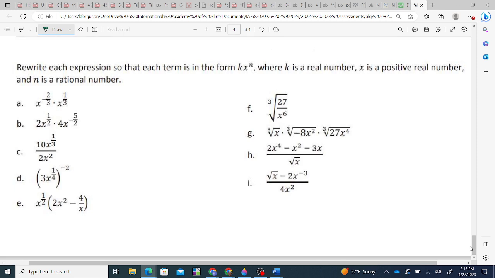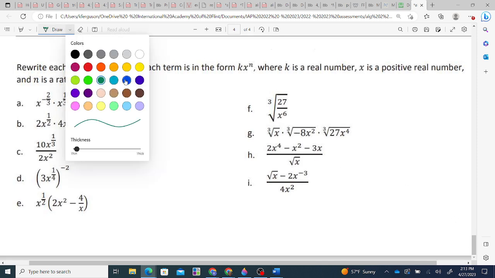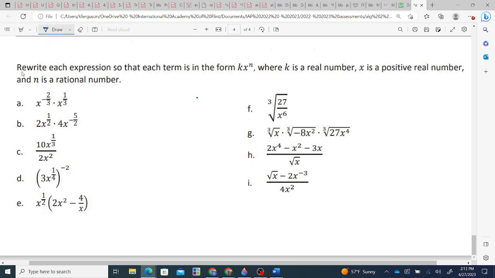All right, so let's knock this last little bit out and then we're done. All right, so rewrite each expression so that the term is in the form of k times x to the n power, where k is a real number, x is a positive real number, and n is a rational number. So let's look at the first one. I got the same base, so what am I doing? Got the same base and I'm multiplying. What am I doing? I'm adding my exponents.